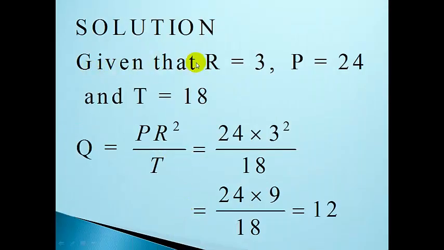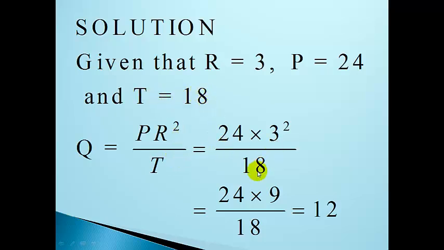Now from the question, we are given r to be 3, p equals 24 and t equals 18. Now from q equals p r squared over t, it means that wherever we see p, we have to substitute it by 24. Wherever we see r, we have to substitute it by 3. And wherever we see t, we substitute it by 18. So in doing that, p r squared over t will now be p times r squared. That is 24 times 3 squared, because p equals 24 and r equals 3. Divided by t, and t equals 18.